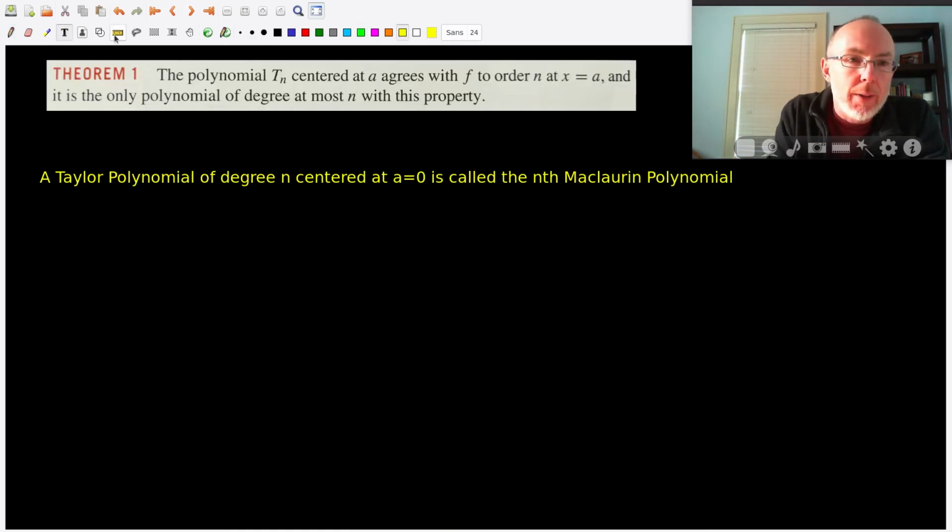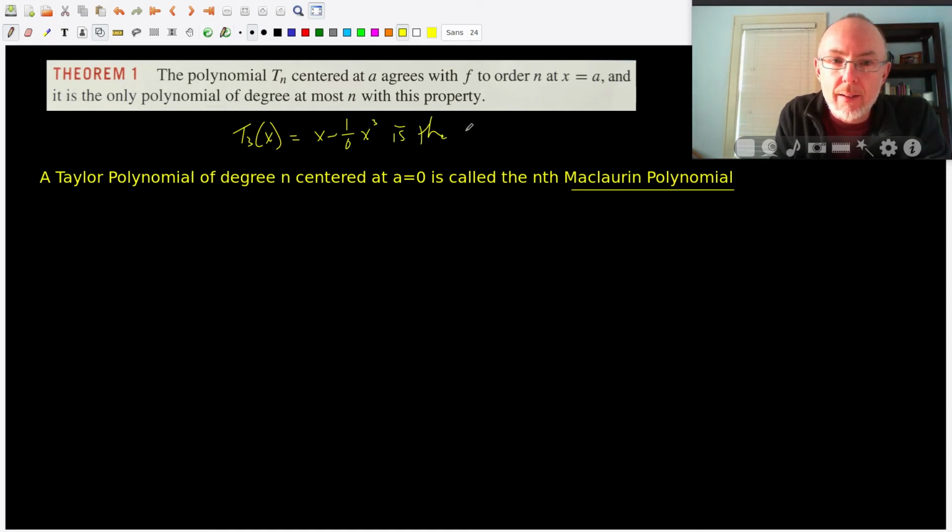And just a bit of notation, if we build a Taylor polynomial centered at the origin, centered at 0, then we call it a Maclaurin polynomial. All right, so the ones we were just building, for example, T sub 3 of x, that polynomial we were building for sine, that's the third Maclaurin polynomial because the center is at 0. Right, it's the third Maclaurin polynomial for sine of x.